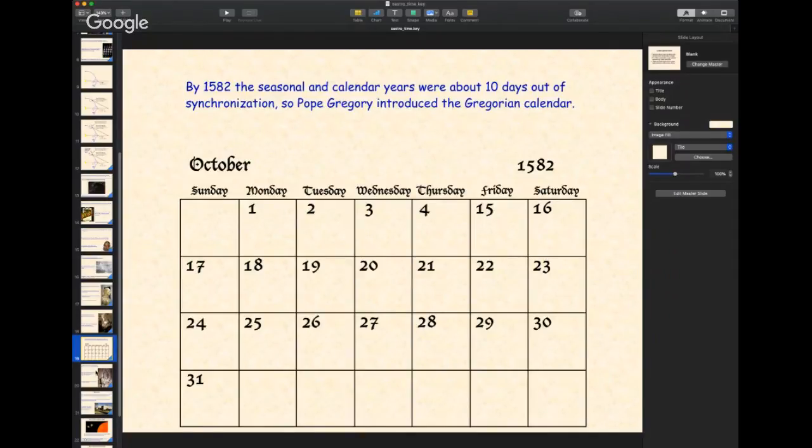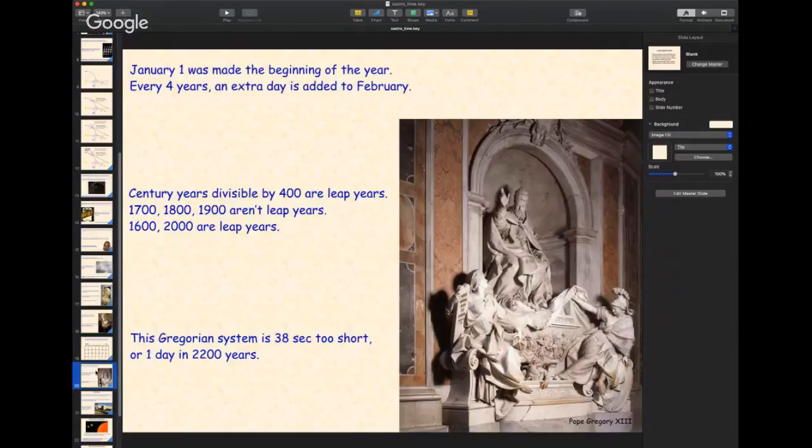So we're going to now resync the calendars. Okay, now things are aligned. And this is where Pope Gregory, not wanting to keep the 0 point of the pagan Romans, made January 1 the beginning of the year. That's still with us. And just like the Romans' Julius Caesar calendar, every 4 years an extra day is added to February. So that's fine.